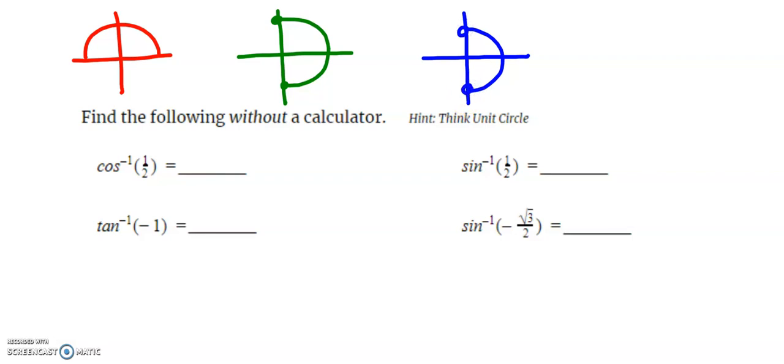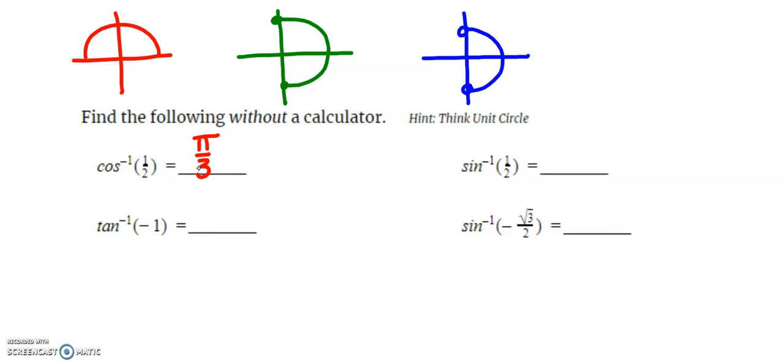Okay, so I'll help you get started. Cosine inverse of a half is saying what angle, because we know our output is supposed to be a theta. What angle has a cosine value of a half? Cosine is the x value. Reference angles, that's going to be π/3. Now, is that 60 degrees? Sure, but we're in calculus, so we use radians.